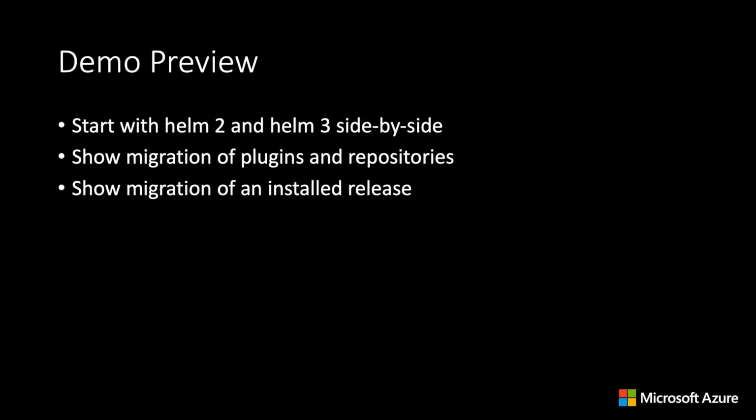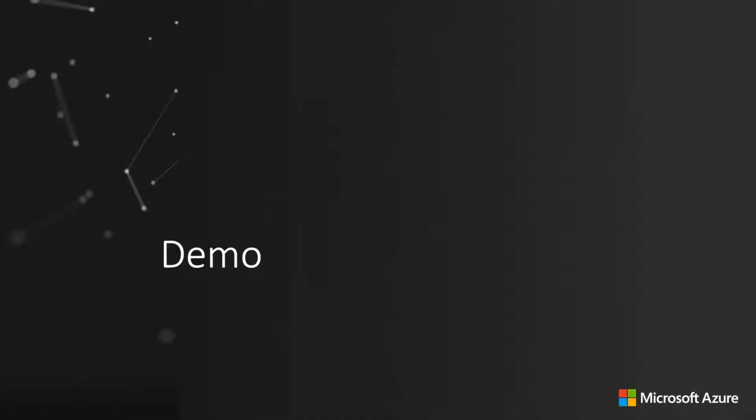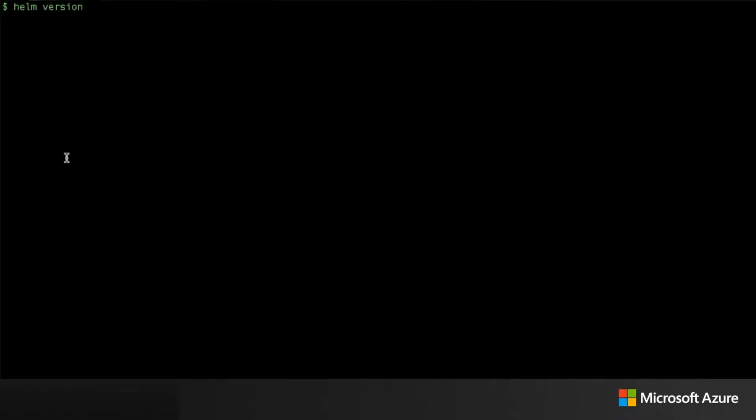This walkthrough assumes that you've installed and aliased Helm such that helm is Helm 2 and helm3 is Helm 3, so that we can see them side by side in the same cluster. And we're first going to migrate plugins and repositories, and then we're going to migrate a release. All right, let's jump in.